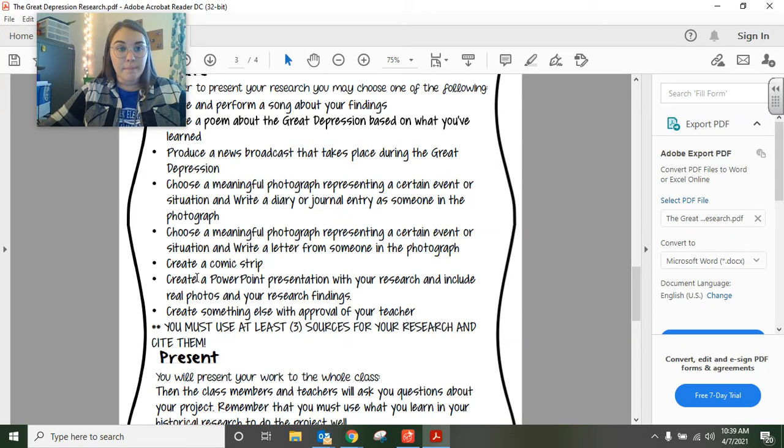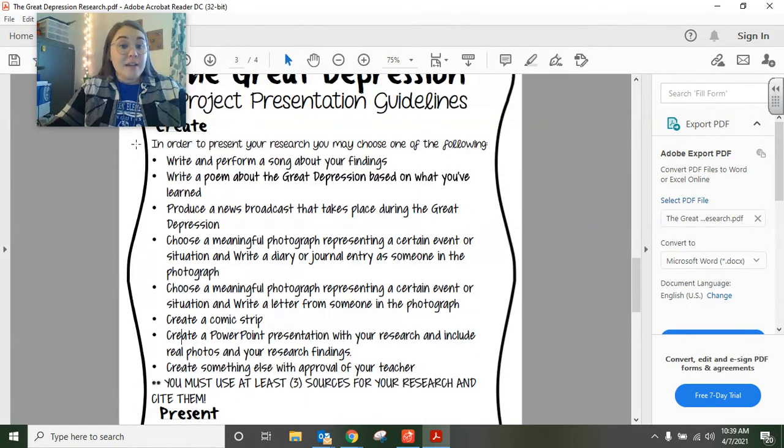If you don't want to do a PowerPoint, you can do a poster. So you can have a big poster or a large sheet of paper. It cannot be notebook paper. It has to be something bigger. And you can create whatever you found. You can put the Great Depression in the middle and do a bubble map, or you can do whatever you want to do or however you want to present your information. You can do any of these things.